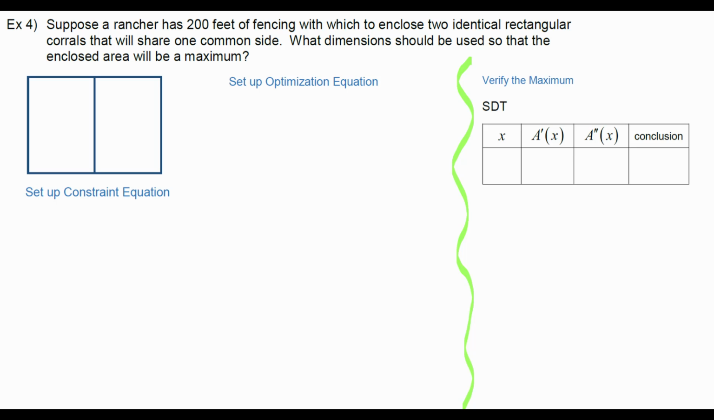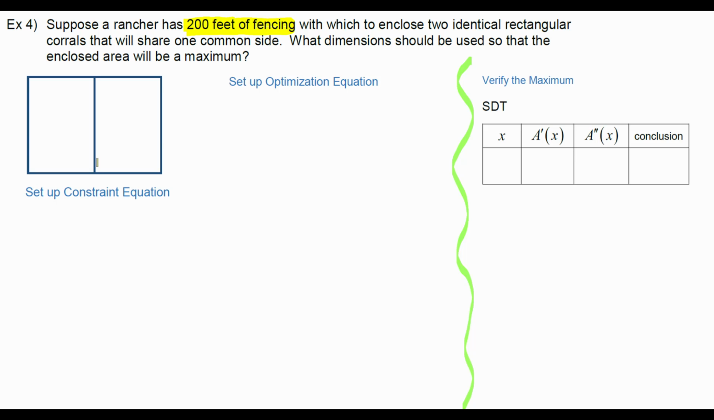Example 4. Suppose a rancher has 200 feet of fencing with which to enclose two identical rectangular corrals that will share one common side. What dimensions should be used so that the enclosed area will be a maximum? Okay, so let's see what's given to us. We're given 200 feet of fencing material.